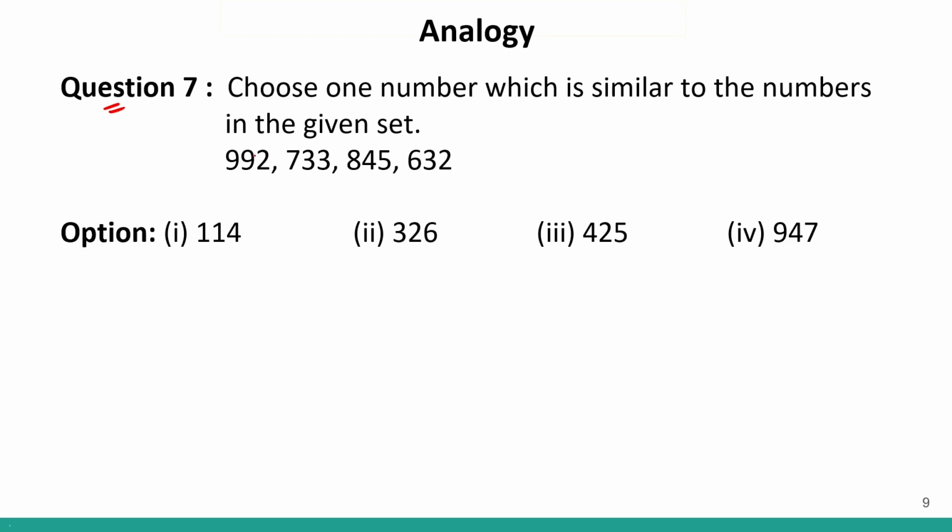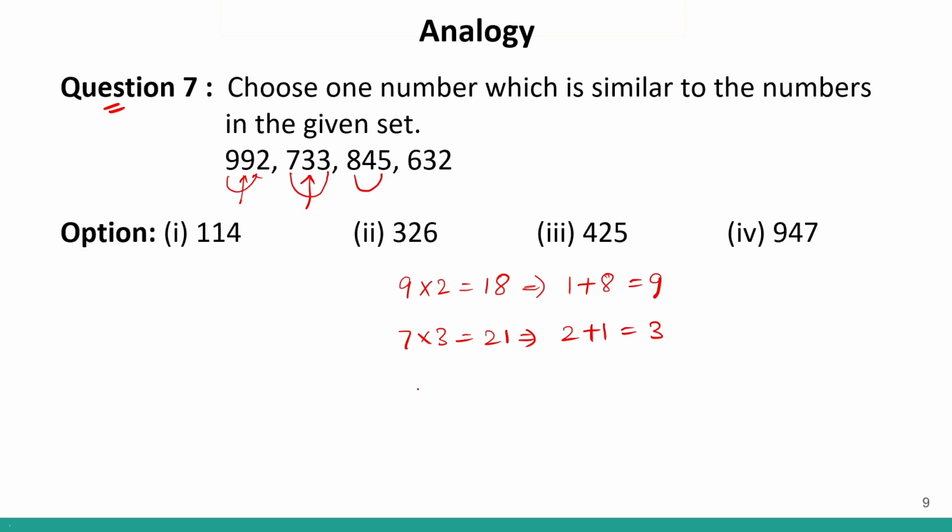992. Basically, if I multiply 9 and 2 together, I will get 18. Correct? And if I find the sum of 1 plus 8, I will get 9. Correct? So here I got 9. Similarly, let us look at 7 and 3. So 7 into 3 will give me 21 and 2 plus 1 will give me 3, which is given over here. Similarly, let's just check for 85. 8 into 5 will give me 40 and 4 plus 0 will give me 4, which is given over here.